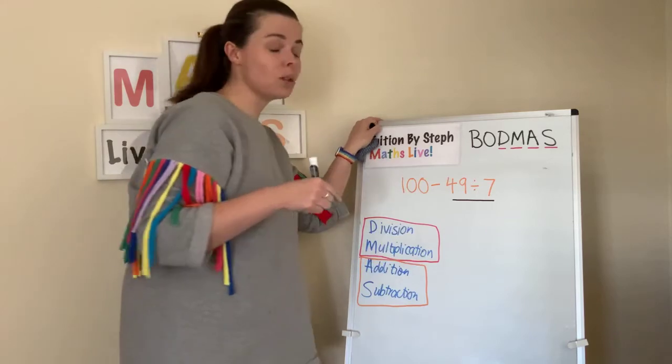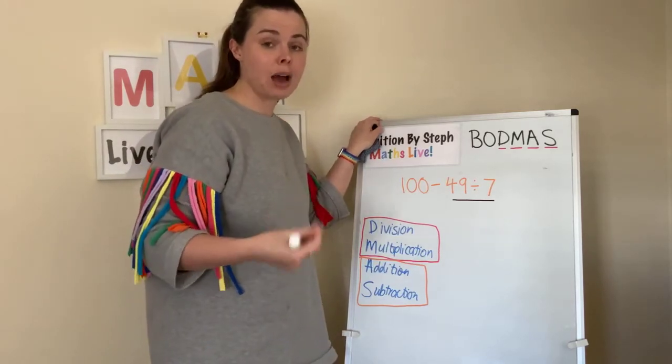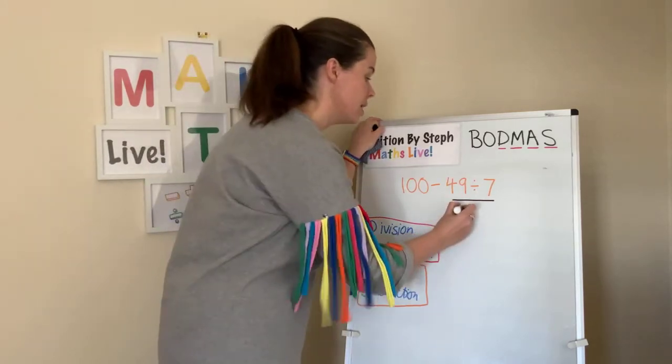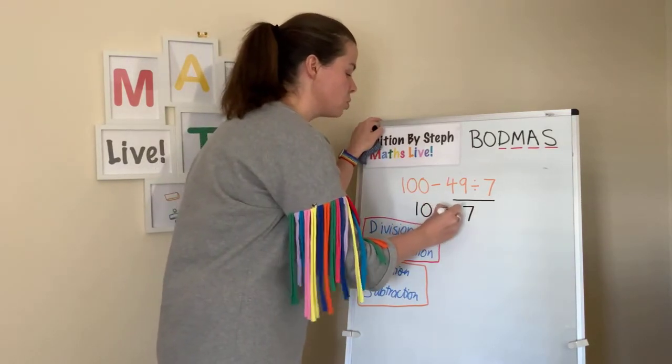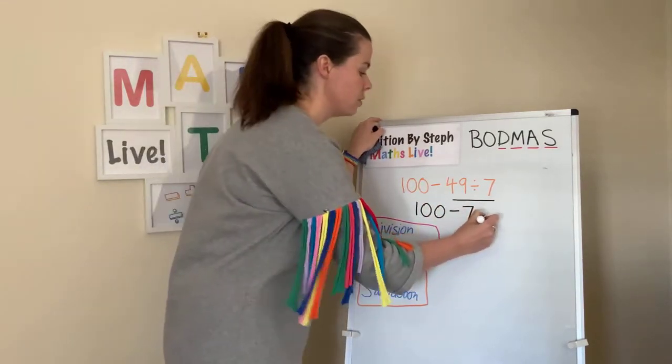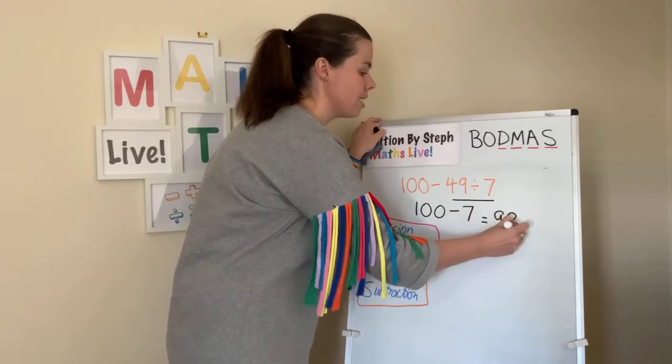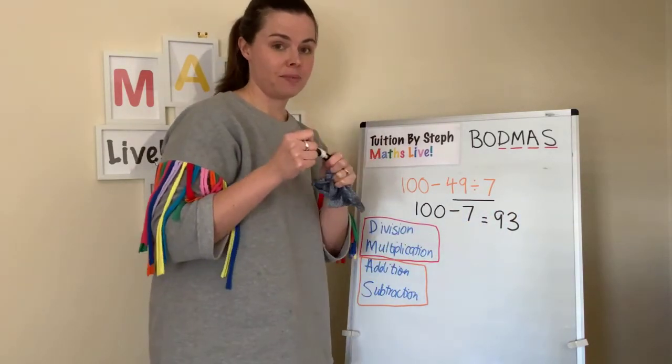So we do 49 divided by 7. So how many 7s are in 49? 7. And then we do the rest of the sum. So you do 100 take away 7, which is 93. Okay.